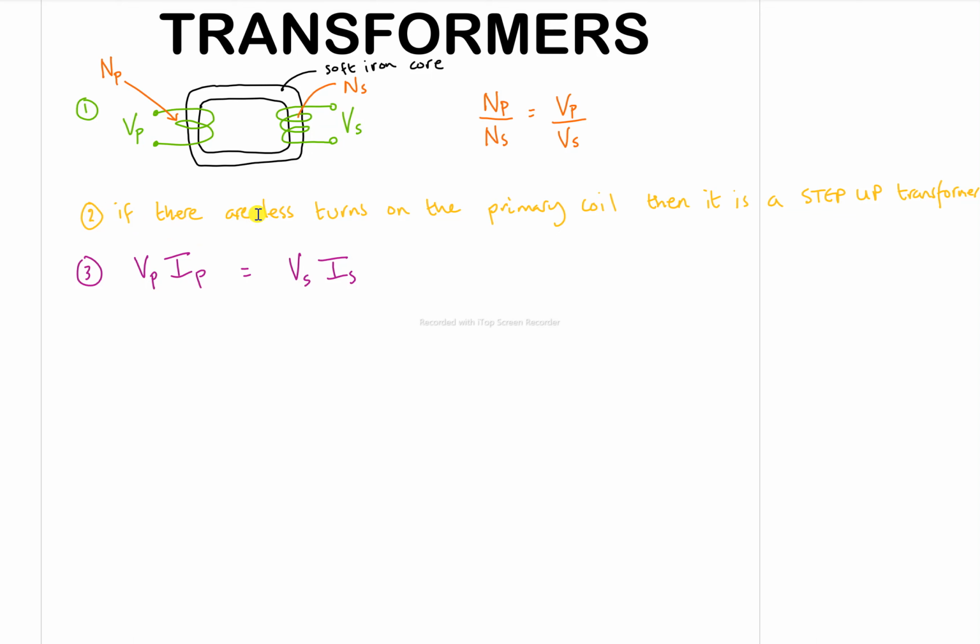Right. If there are less turns on the primary and there's more turns on the secondary, it is called a step-up transformer. If it was the other way around, if you had lots of turns here and a few turns on the secondary, it would be a step-down transformer. That means the voltage goes from, if it's step down, the voltage goes from high to low.